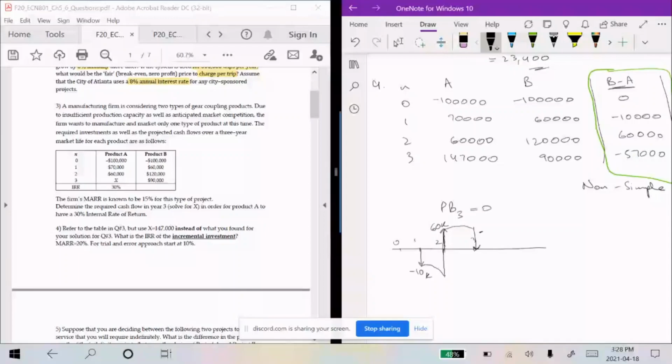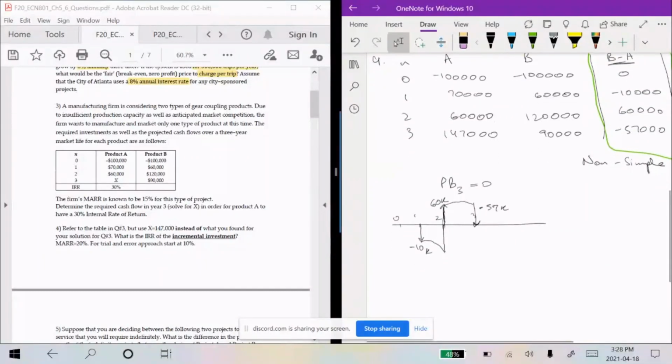Negative 57K. What happens here is that there are two different interest rates being taken into consideration. Right here, when it's always below, it's going to be the I they gave us. They didn't give this to us. They told us to find this I, the incremental rate of return. And here on top, the MAR is going to be used. And the MAR is given to us as 20% right here.